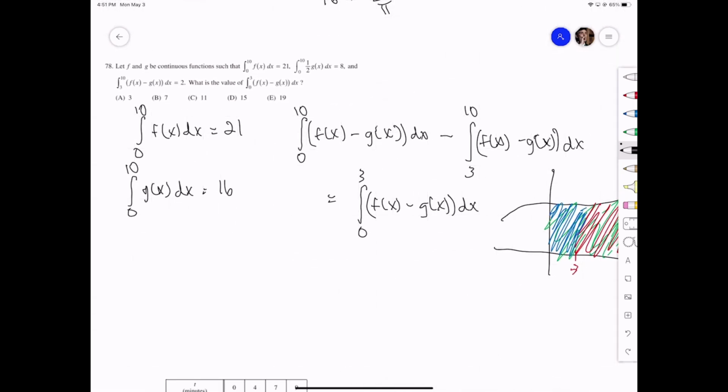So the integral from 0 to 10 of f of x minus g of x is just 21 minus 16, which is 5. And then we're given this, which is 2. So 3 is the answer.